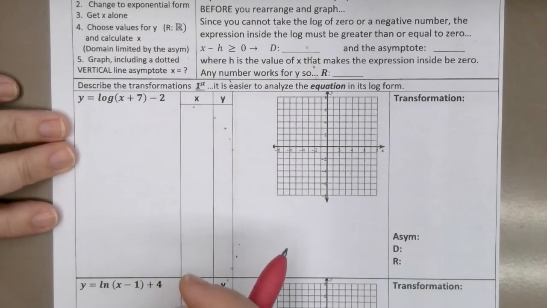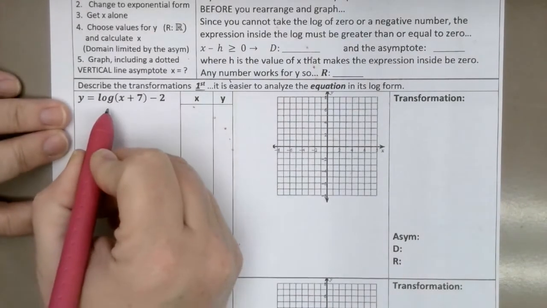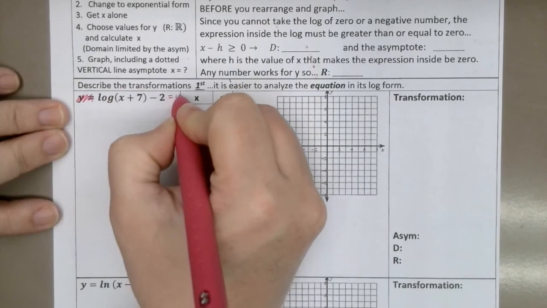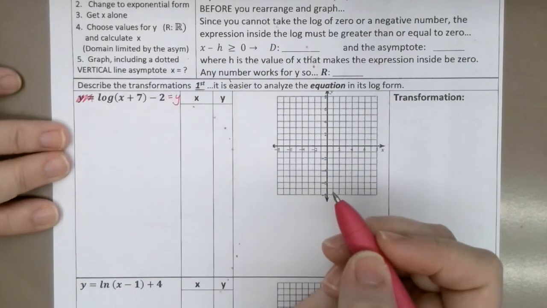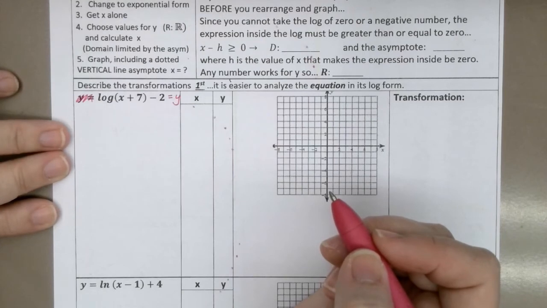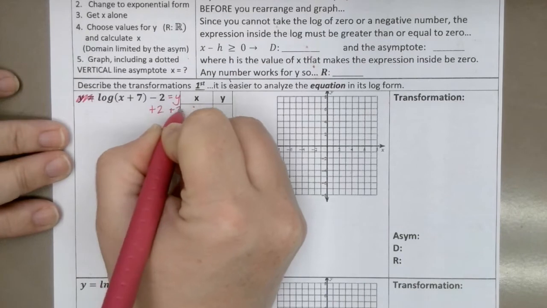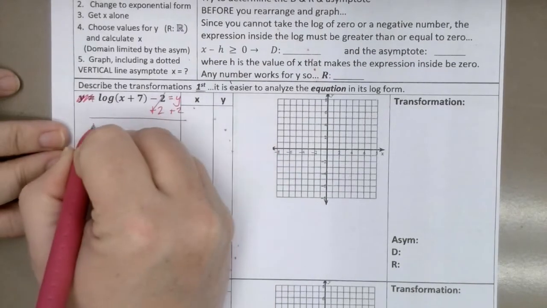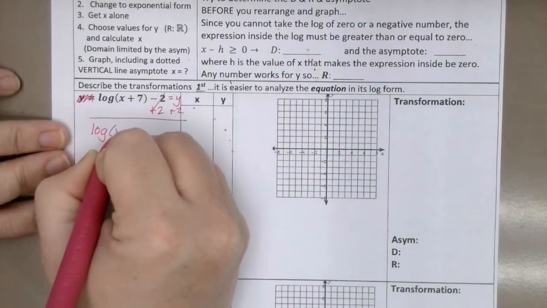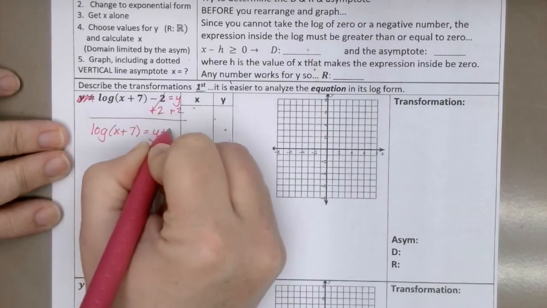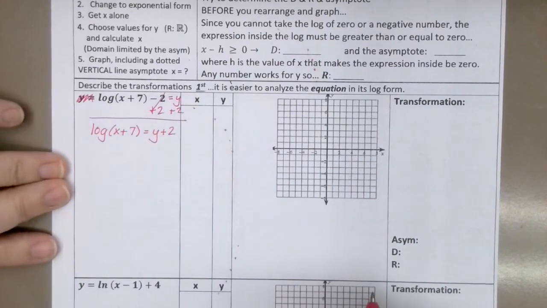Get x by itself. So again, I said it was easiest if you moved the equals y to this side. I don't know why, that just tends to make it easier for people. And then what would be my first step to get x by itself? Add 2. So log x plus 7 equals y plus 2. Is my log alone? Yeah.